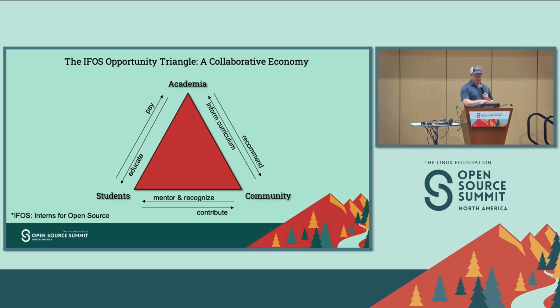In this graph, what we're showing here is the students, the community, and academia and how they interact with each other. Students will pay academia for education. The students will contribute to communities in exchange for mentoring and recognition. And then in the academic and community relationship, the community informs the curriculum for academia, which is important to keep that current and relevant. And then academia will recommend communities like ourselves.